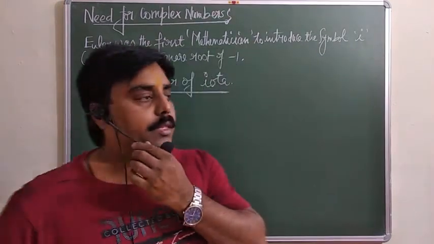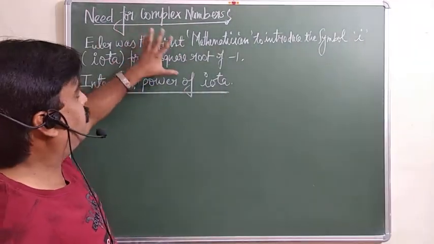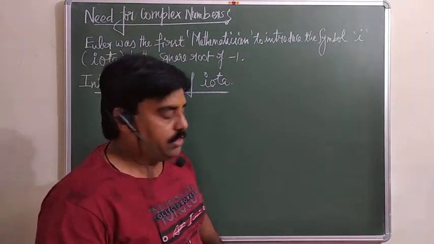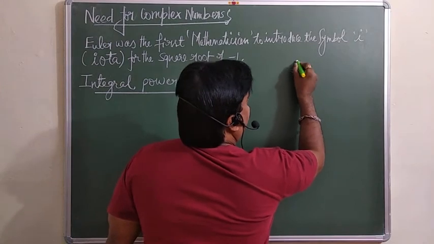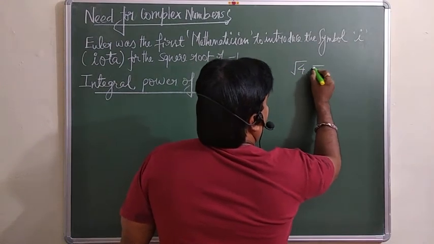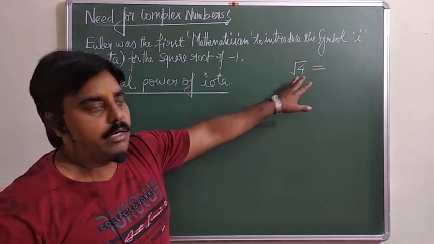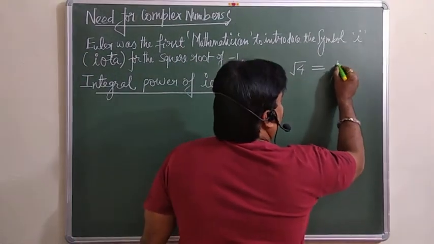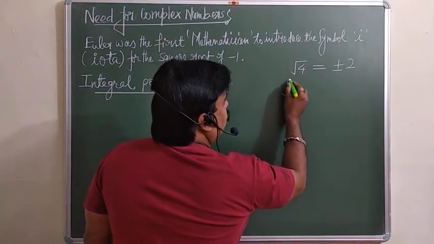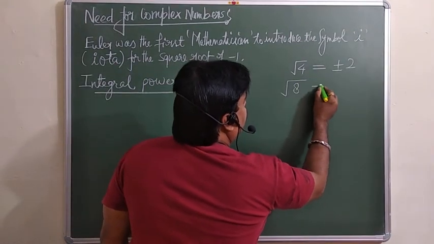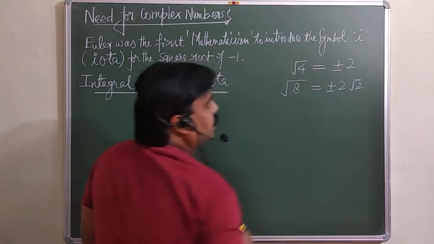Hello everybody. Now we will discuss complex numbers, but before that we will try to understand a few more things. Look, suppose you want to take the square root of a positive integer, for instance 4. The square root of 4 is equal to plus minus 2. Similarly, the square root of 8 is plus minus 2 root 2.